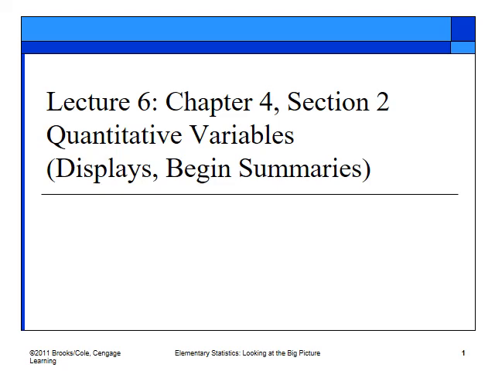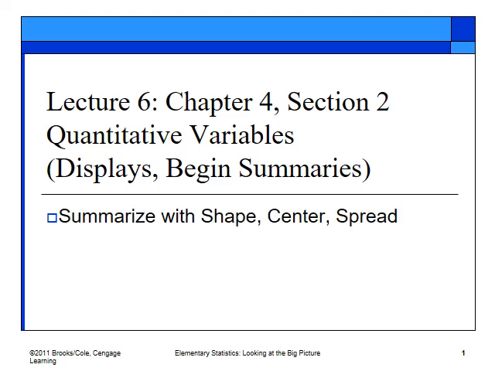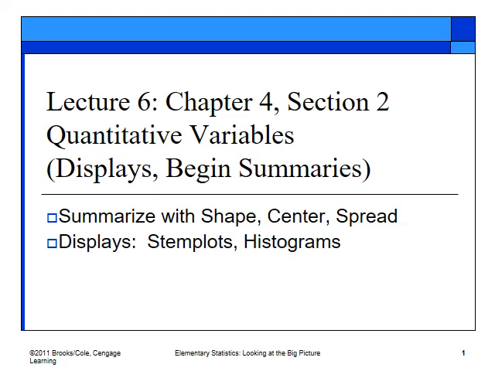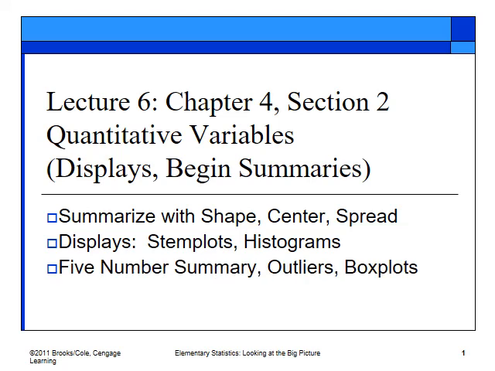In this lecture, we will discuss Chapter 4, Section 2, which is about displaying and summarizing quantitative variables. We will talk about how to summarize data for a single quantitative variable using shape, center, and spread. We will talk about displaying data using stem plots and histograms. And we'll talk about finding and using the 5-number summary to summarize a variable, as well as how to find outliers and construct box plots.